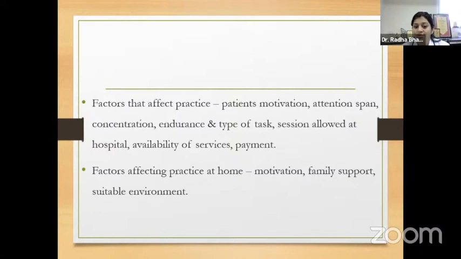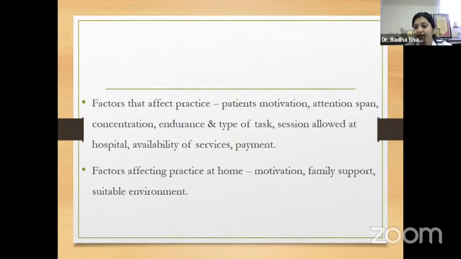Sessions allotted at hospitals. If it is required, there should be a lot of sessions. Are that many sessions being given? Is the manpower efficient, and is the manpower available for that many sessions? So there are a lot of things that can affect the practice: sessions allotted at the hospitals, availability of the services, and the payment. So all this can affect the practice of the patient.